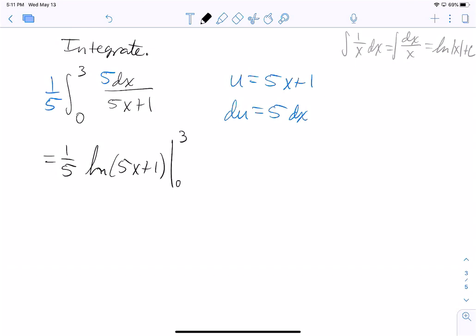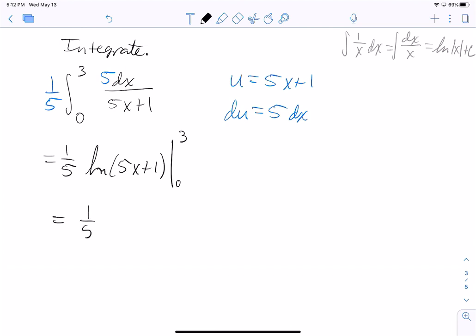from 0 to 3. You might say, wait a minute, don't we need absolute values around the 5x plus 1? Because, hey, you keep telling me the answer is the natural log of the absolute value of x. Generally speaking, totally. But if we put either 3 or 0 into the argument of 5x plus 1, right? 3 or 0 in place of x, we aren't going to get a negative number. So I'm not bothering here.